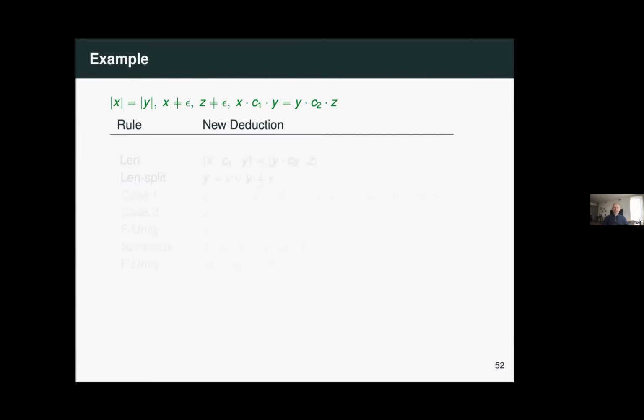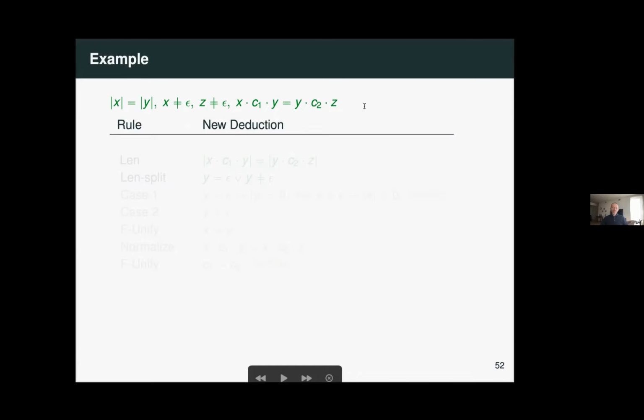Okay, so here's a little example of how you might do some rule-based reasoning about strings. Let's say we have strings X and Y. And remember, one of the key properties we want is that we don't fix the length of X and Y, so X and Y could be any length. But we have this length operator, which I'm representing with the two bars here. So the length of X is equal to the length of Y. X is not empty. There's some other string called Z, which is not empty. And then the concatenation of X plus some constant C1 and Y is equal to the concatenation of Y and C2 and Z, where C1 and C2 are different characters in the alphabet.